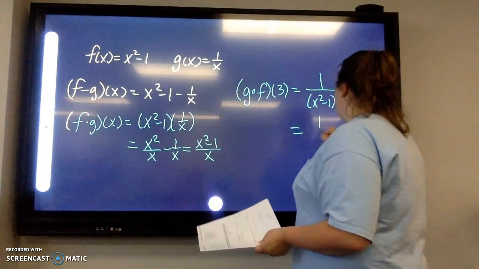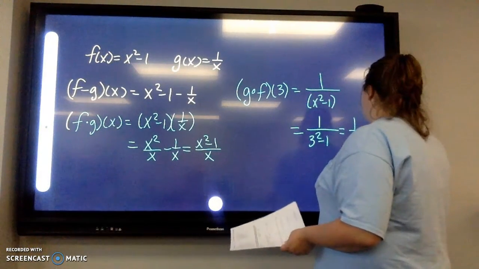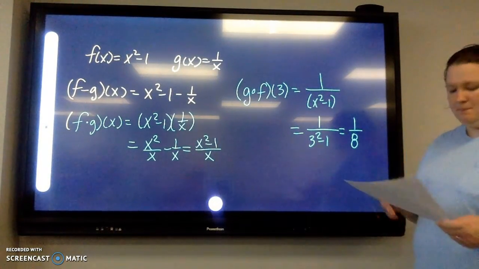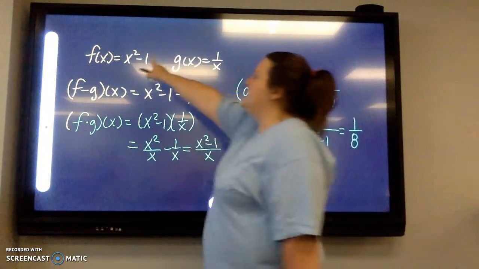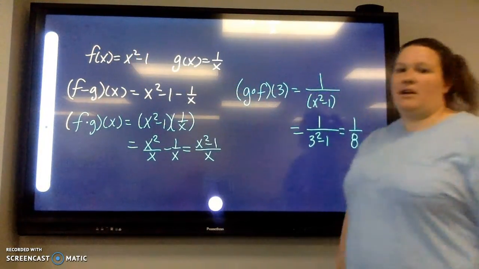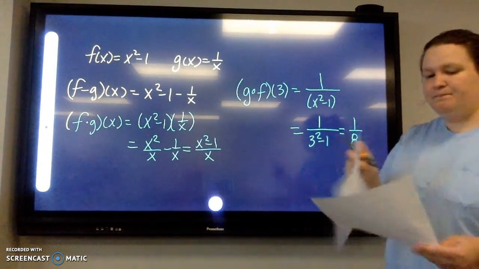So this becomes 1 over 3 squared minus 1, which is 1 over 8, because 3 squared is 9, minus 1 is 8, and I'm done. I also could have taken this 3, plugged it in here first, and then I would have taken this 8 and plugged it in for the x there. Either way will work. It just depends on what you prefer.